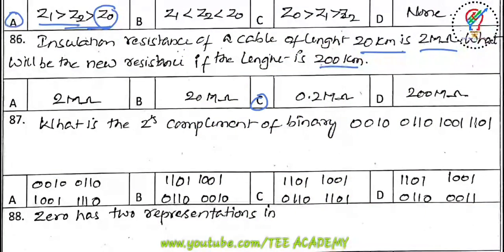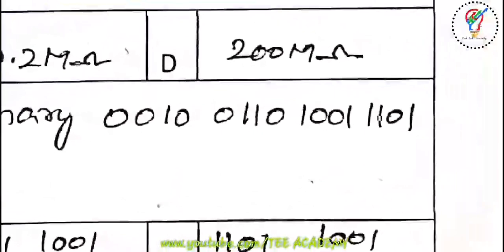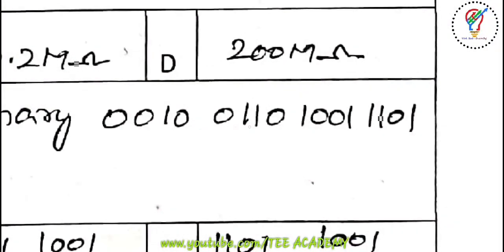Next one, what is the 2's complement of the binary number? The binary number given is 0 0 1 0 0 1 1 0 1 0 1 1 1 0 1. So we need to find the 2's complement, which means adding one to the value. First, we need to change this value to its 1's complement.